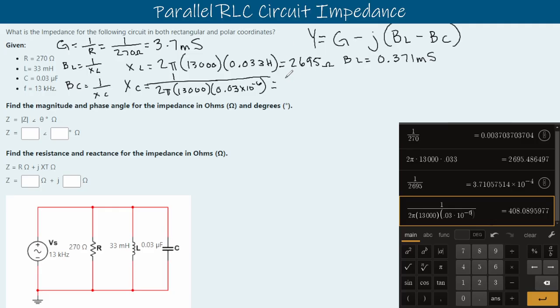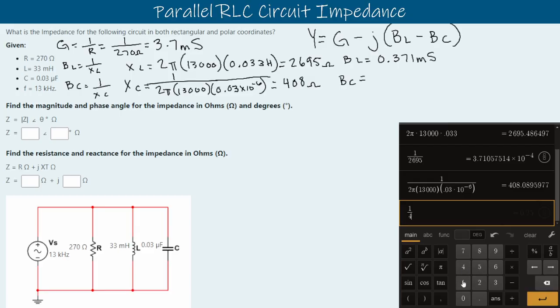So we have 408 ohms. So our inductive load is much larger than our capacitive load at this frequency here. And we'll say that our BC is equal to 1 over our 408 number. We'll plug that in. 1 divided by 408 gives us a really small susceptance value. That's what we wanted. So we'll move that decimal point over and we'll say that it's 2.45 millisiemens.